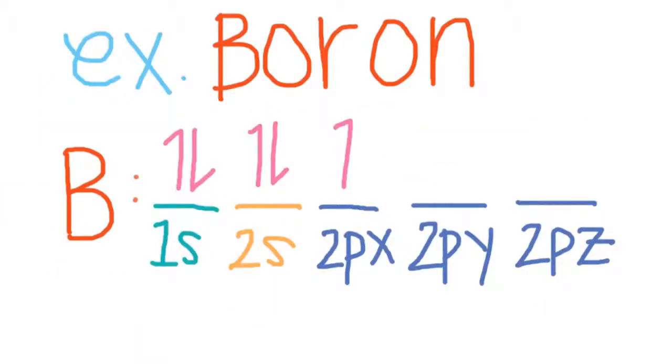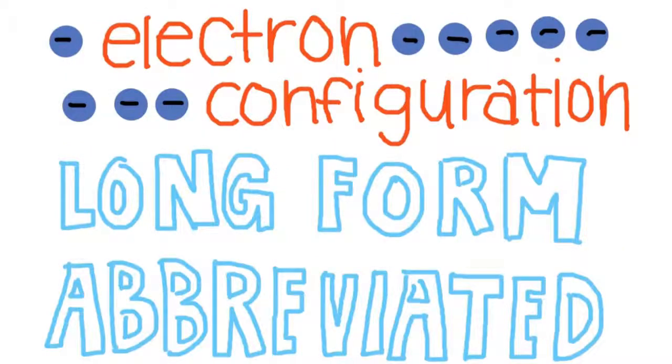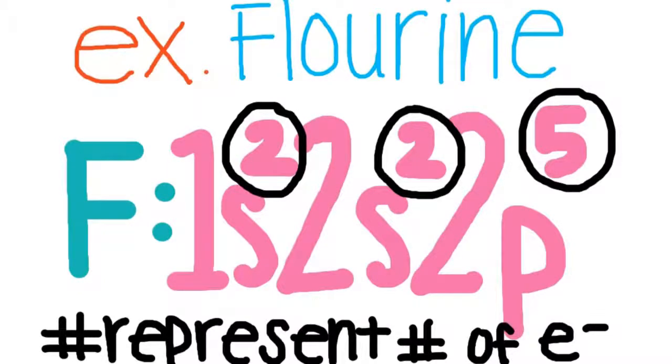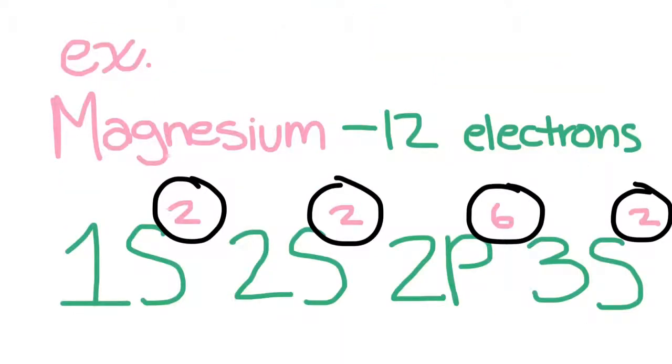Here's another example using boron that has 5 electrons. Our next topic within electron configuration is long form abbreviated. This form is written with the orbital sublevel along with the number of electrons in each sublevel shown exponentially. In this example, we used fluorine, which has 9 electrons. There are 2 electrons in the 1s, 2 electrons in the 2s, and 5 electrons in the 2p sublevel. Here is another example using magnesium, which has a total of 12 electrons.